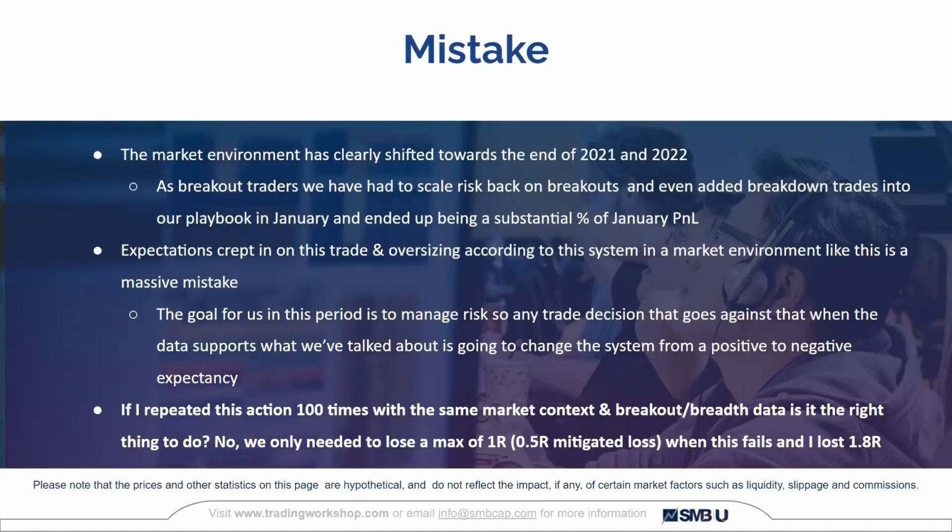So any trade decision or execution decision that goes against what the data just shows and everything we've talked about, the whole system is going to turn into negative expectancy when those mistakes come into play. So if I ask myself if I repeat this action 100 times, same exact market context, same exact data, same exact setup, is this the right thing to do? No. Max really need to lose 1 R, and we mitigate our losses very tightly. So 0.5 R mitigated loss is very reasonable in this.